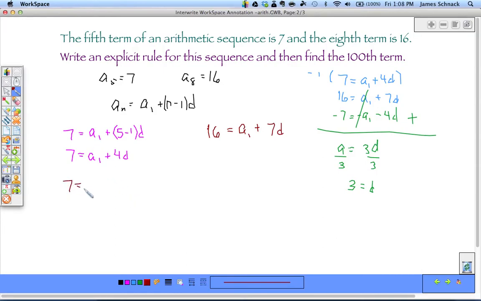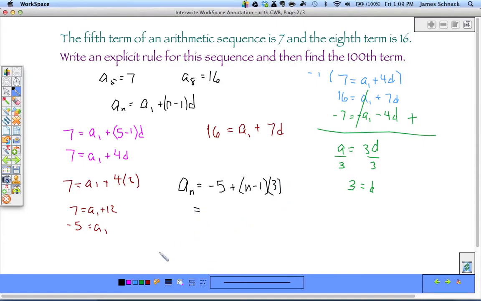So 7 equals a1 plus 4 times 3. 7 equals a1 plus 12. a1 is going to be -5. So my rule, ladies and gentlemen, here we go. Here's what we paid the money for. An equals -5 plus n minus 1 times 3.